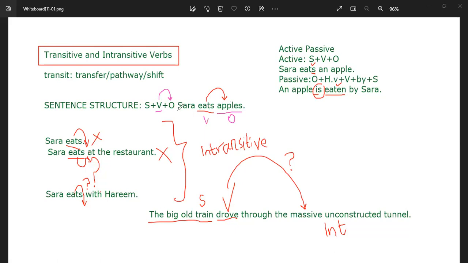Those of you who do not remember, in English, the simple sentence structure that we have is S plus V plus O. SVO is the sentence structure in English. In Urdu it's different. We say Sara ne seb khaya. So it's subject plus object plus verb. In Urdu, the verb comes at the end.